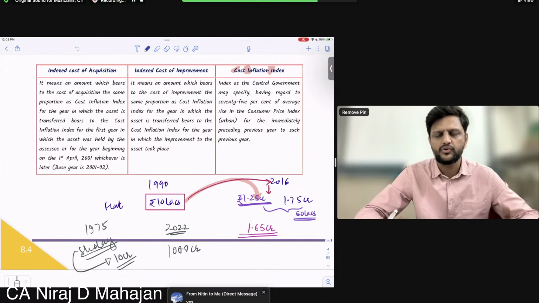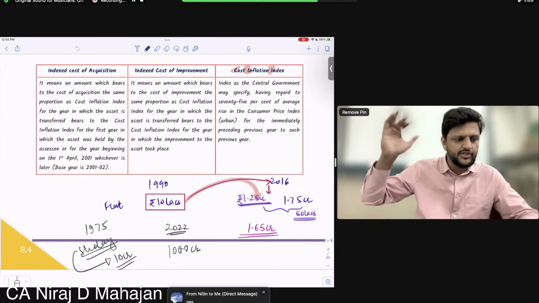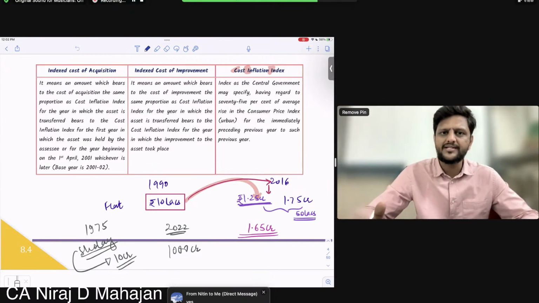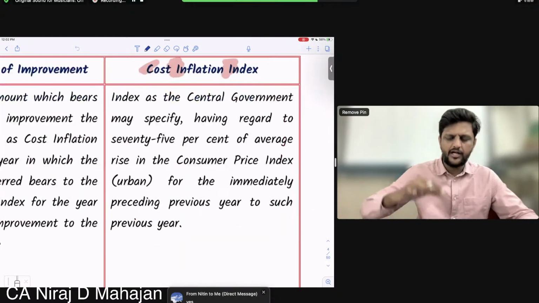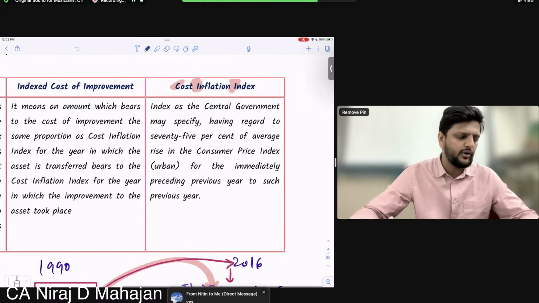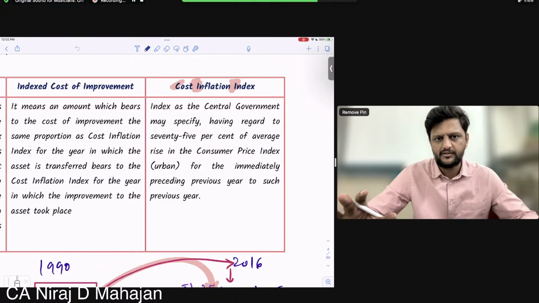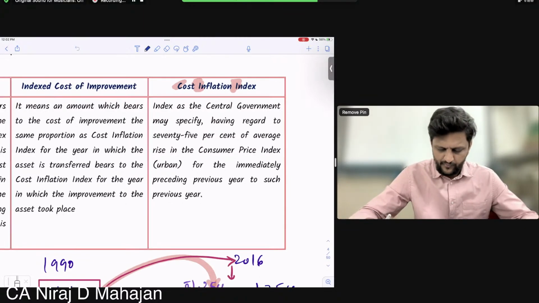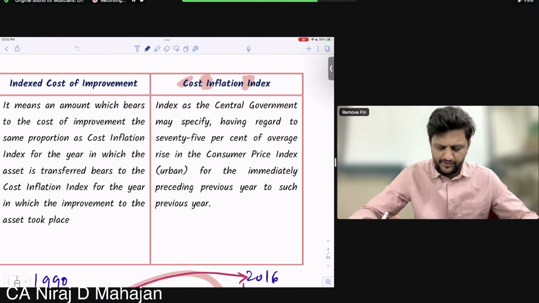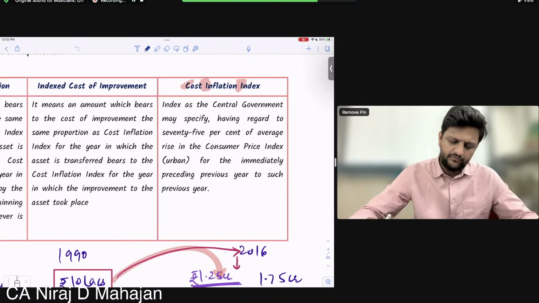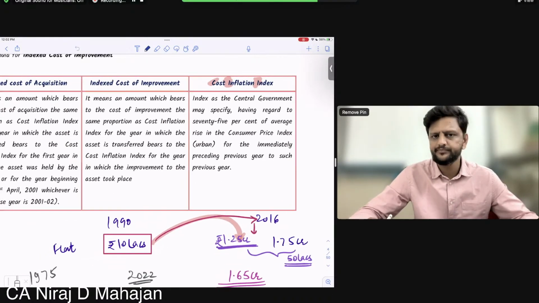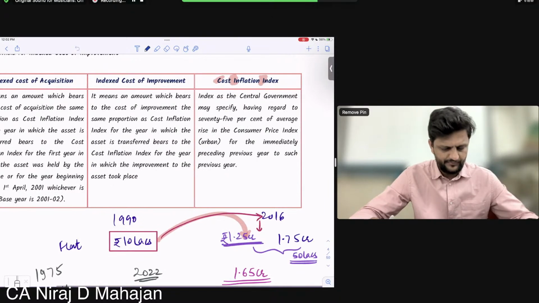The word itself is what, bacho? Cost inflation. In general, in the economy, the cost has increased. So the income tax department, bacho, uses CII, called cost inflation index. Yes, clear? So it takes what, bachcho? 75% of the average rise in CPI for the immediately preceding previous year. Okay? Clear till here? To the previous year.